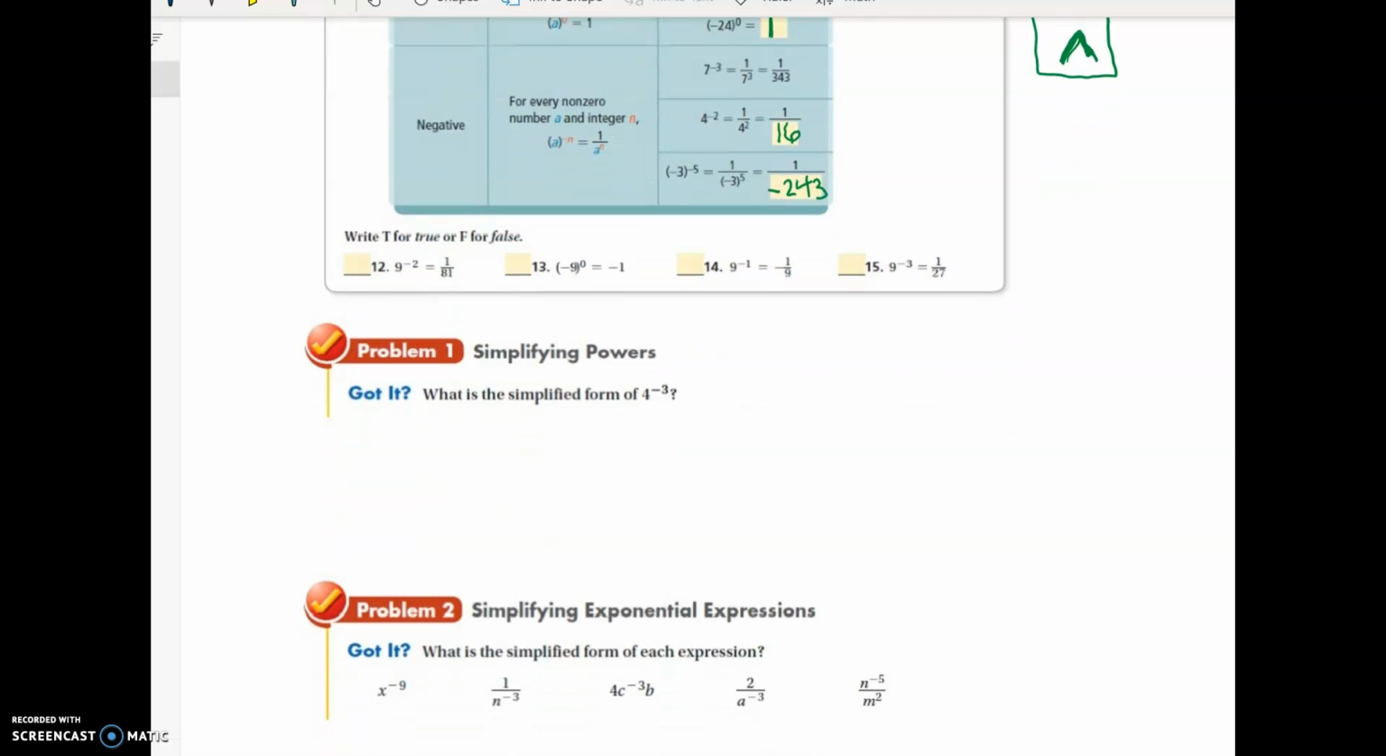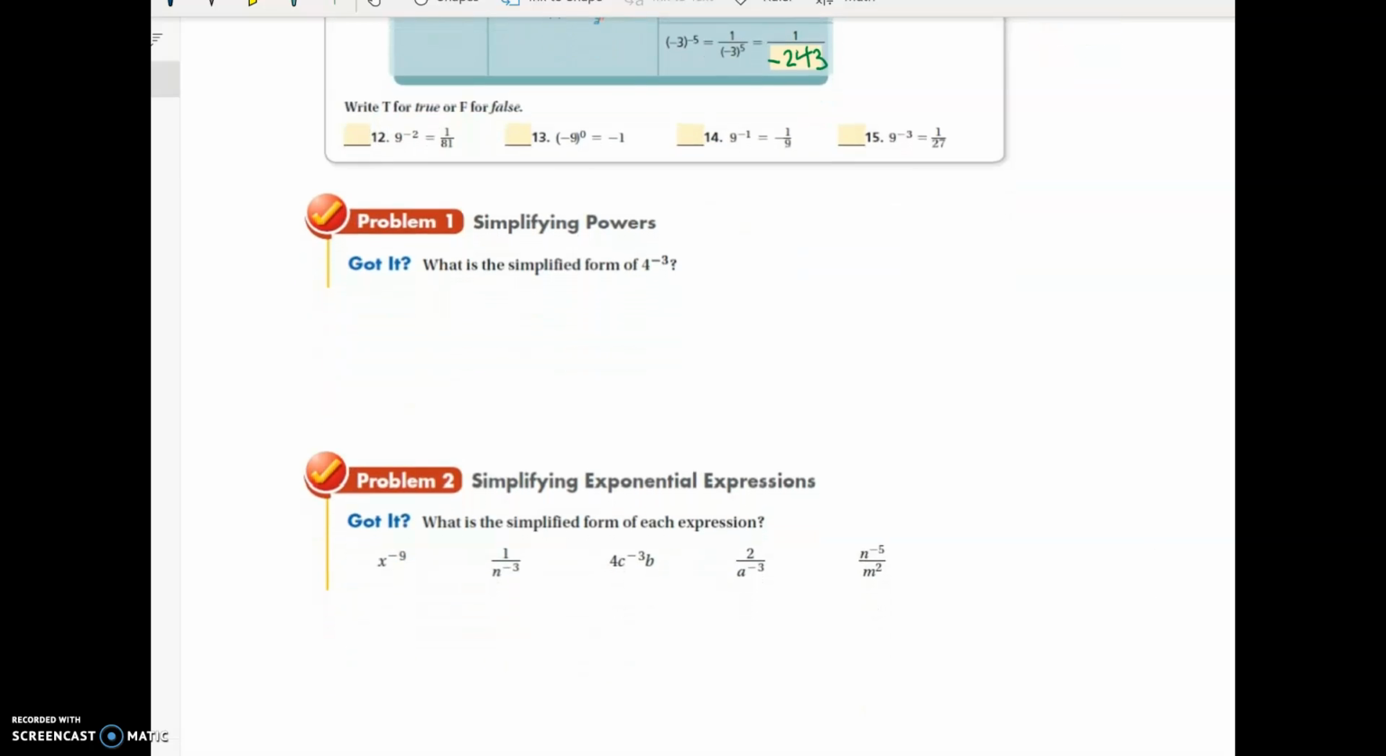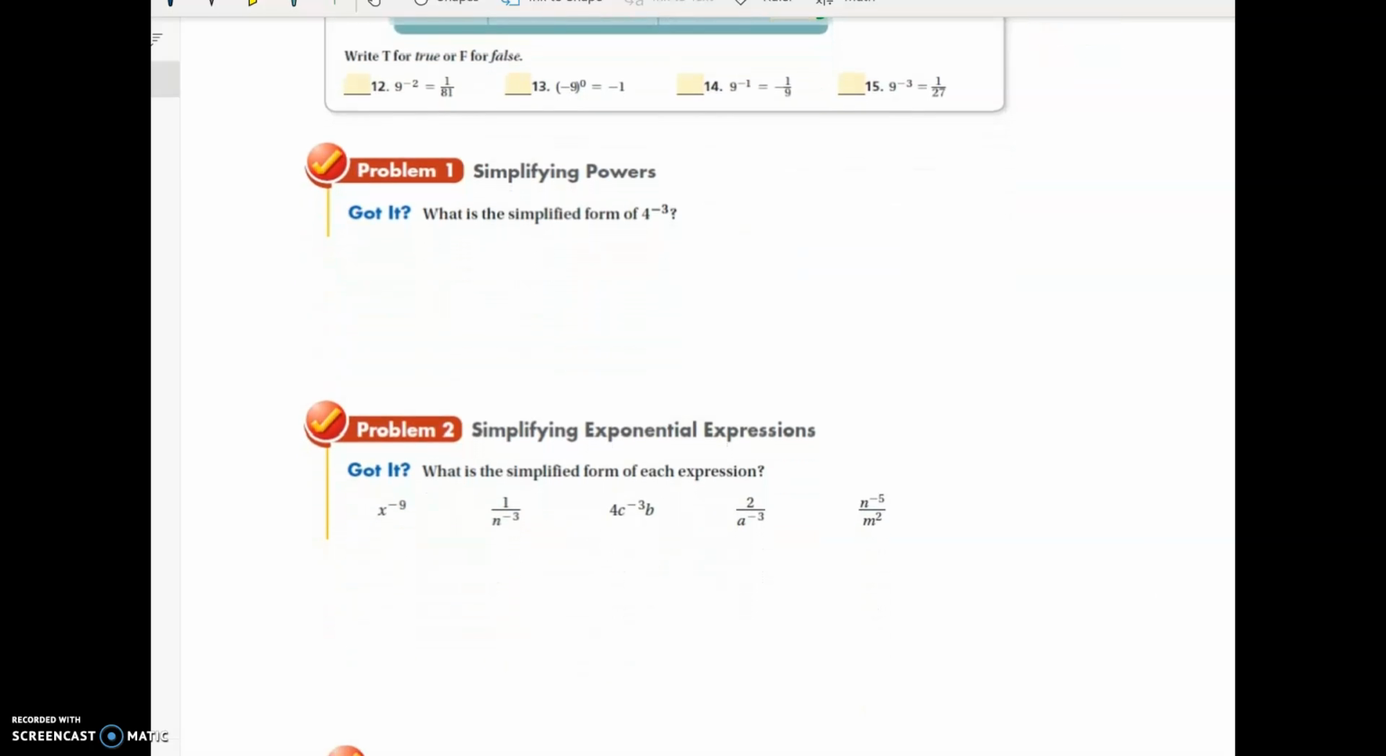So in the first problem here, we have 4 to the -3rd power. I would call this a basic problem because we're just having to take the reciprocal. So go ahead and do that. So 1 over 4, and now it becomes a +3 because we flipped it. So 1 over 4 to the 3rd power. And since 3 is less than 5, we want to go ahead and simplify it. So we would turn that into 1 over 64. Okay, and again, I want you to leave it as a fraction, okay?